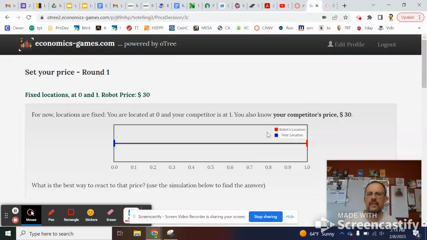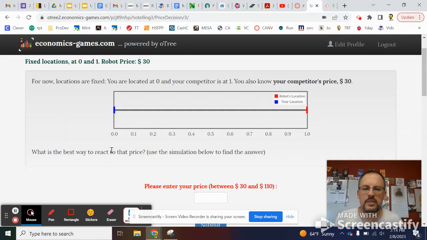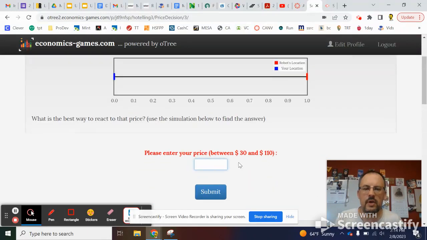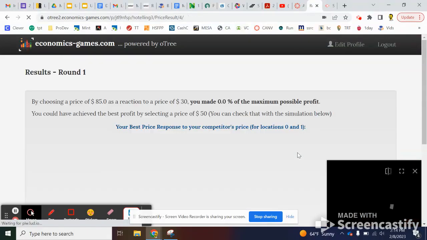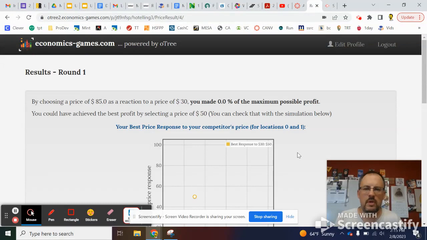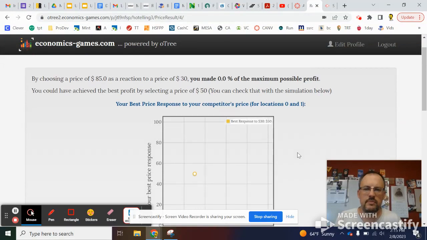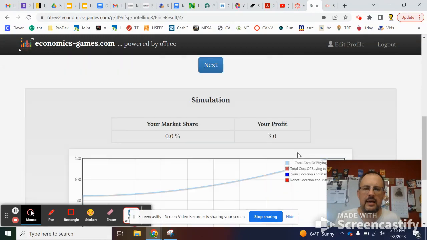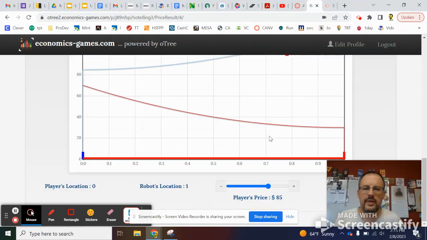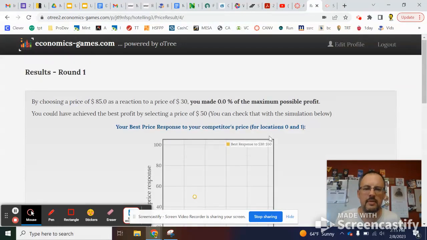So now we're both at the far ends of the street. I'm on one side of the street and my competitor's on the other side. Again, we're assuming the customers would prefer to buy from the one that's closest to them. Once again, I think I'll go with a very high price. I'll go with $85. Probably too high. So once again, I ended up making no money because I charged way too much. I kind of knew that would happen.